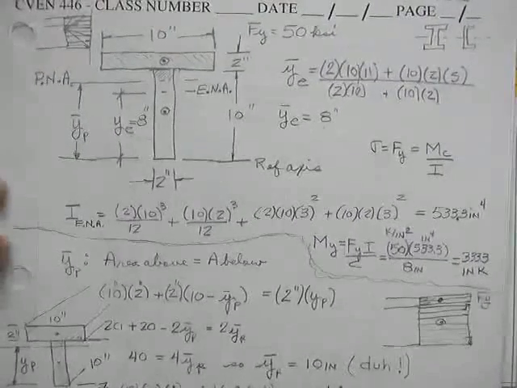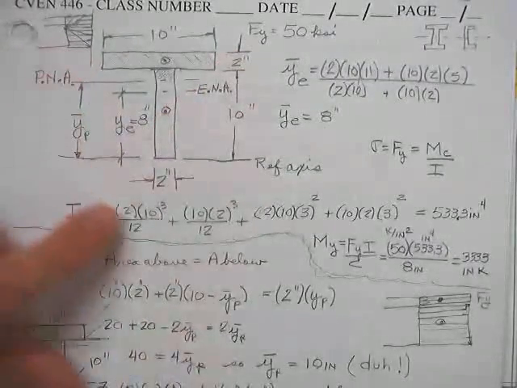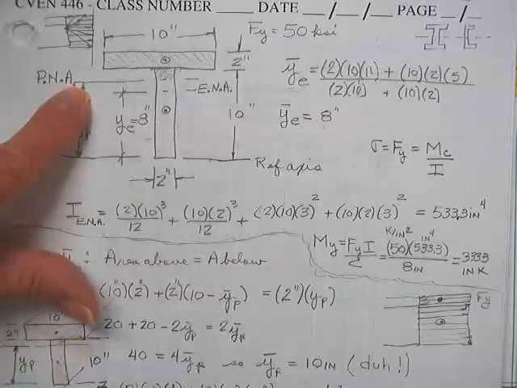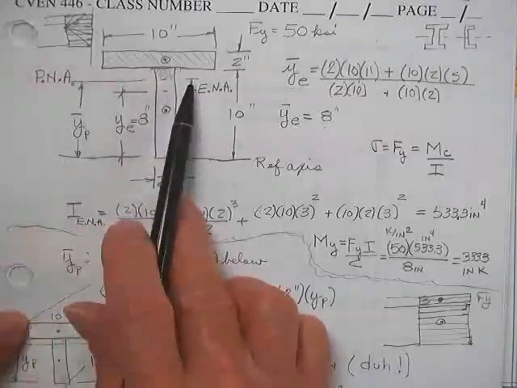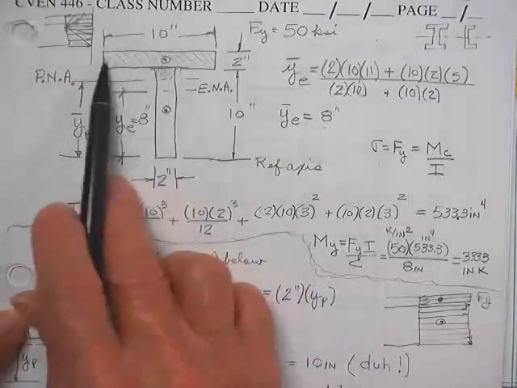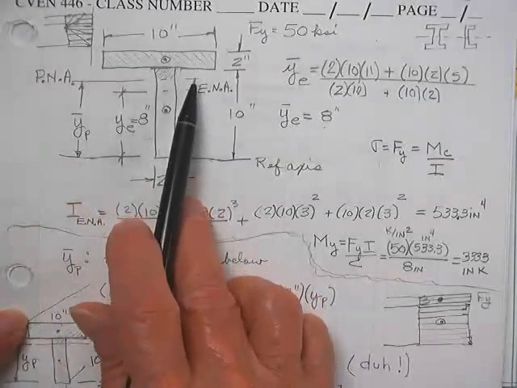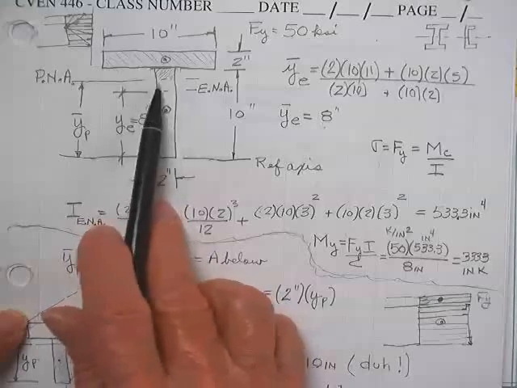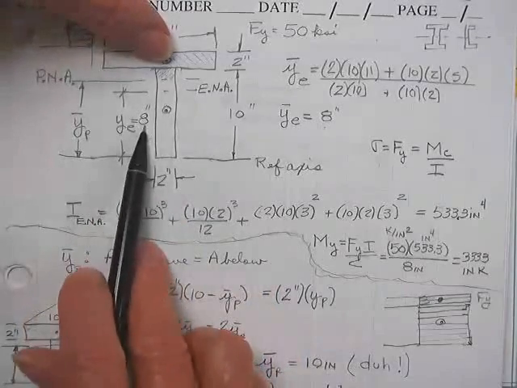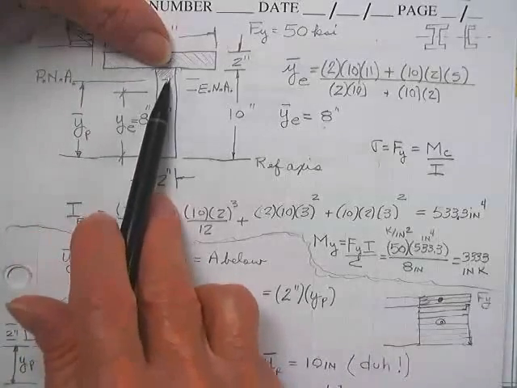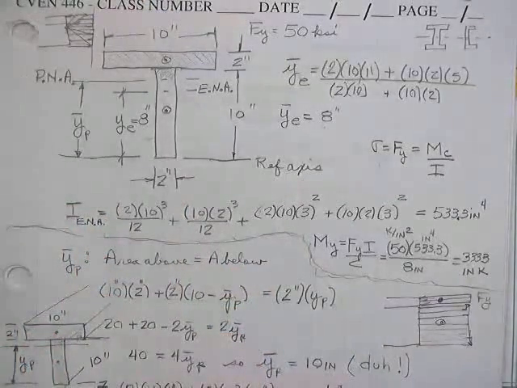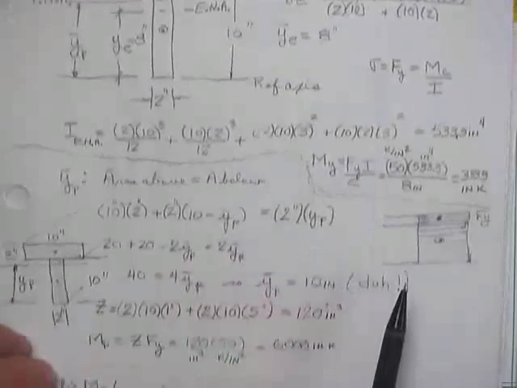Here's another one I'll leave for you to do. It's a 50 KSI steel, a 10x2 and a 10x2. Again, the plastic neutral axis. Somebody didn't know any better, they just guessed it was here. Why plastic? So they said 10 times 2 plus this area above the plastic neutral axis, which is 2 times 8 minus Y plastic. That's the height. That shaded area plus that shaded area had to equal this shaded area. So they worked it out.